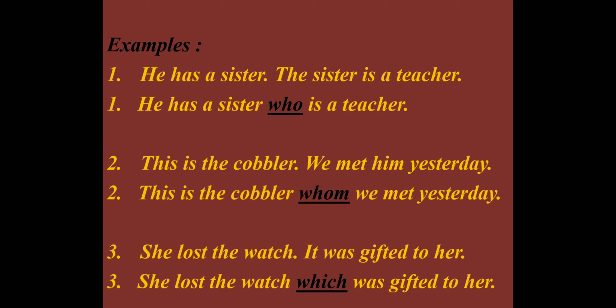So to avoid repetition, we are saying he has a sister who is a teacher. And that is why who is a pronoun. Which kind of pronoun? It is a relative pronoun. Why? Because it is used to combine two sentences. It is with practice that you will be able to learn.